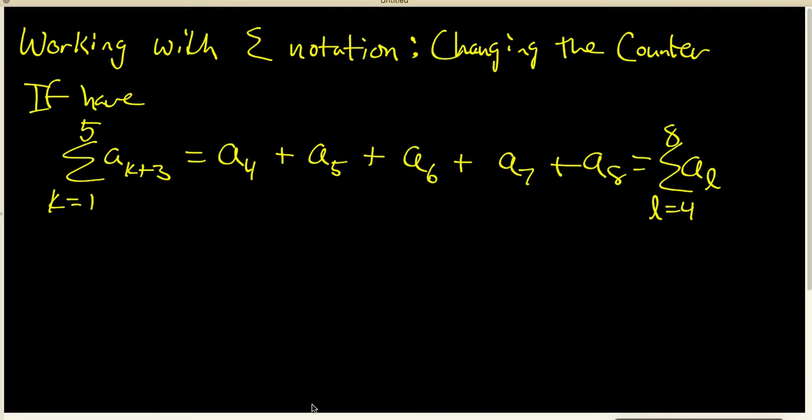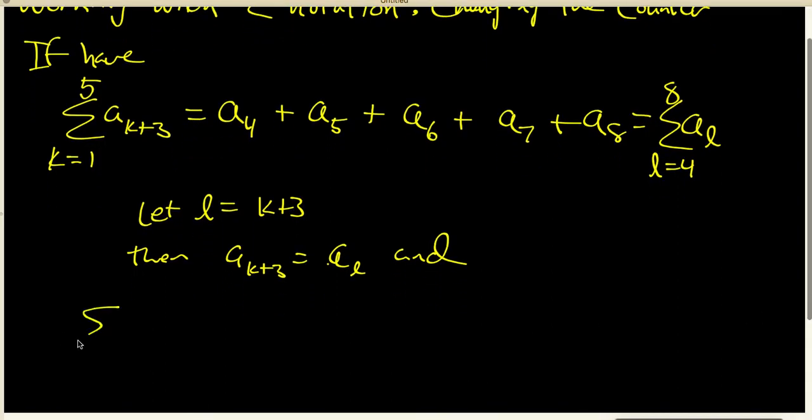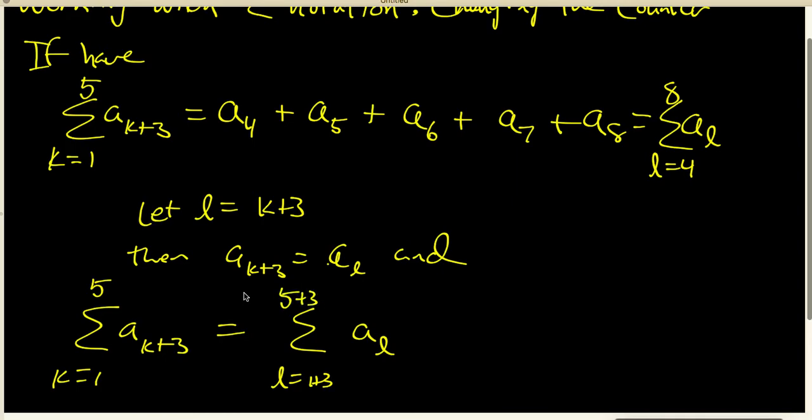Now, the formal substitution to go from this version of the sum to this version can be summed up as, if we let L be equal to k plus 3, then a_{k+3} is just a_L, and so we can rewrite the sum as k goes from 1 to 5 of a_{k+3} as being the sum of the a_L's as L goes from 1 plus 3 to 5 plus 3, because what we're basically doing is putting in the starting and ending value for k into this formula to find out the starting and ending value for L. And of course, when we do the little bit of arithmetic, we see that L runs from 4 to 8 of the a sub L's.